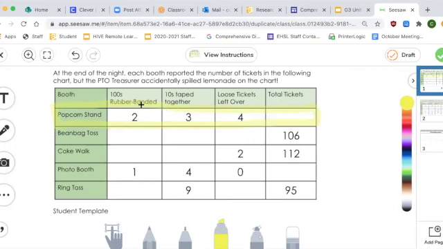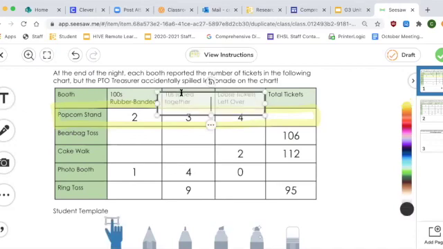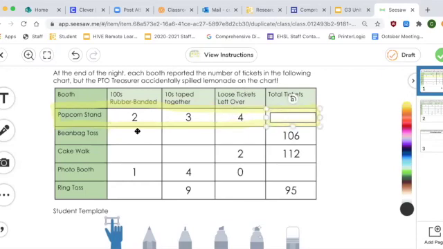Hundreds rubber banded together. So on these tickets, they rubber banded hundreds together, then they taped tens together, and then the leftover tickets were the ones. So in the popcorn stand, I have 2 hundreds rubber banded together. I have 3 groups of 10 taped together, and I have 4 loose tickets. So my job for this problem on this row is to find the total number of tickets.